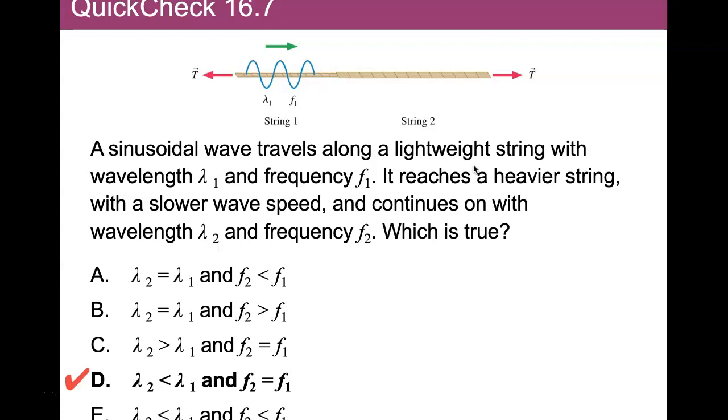Or you can think about the boundary condition at the point of contact. At this point, they're moving together. So if you look at the history graph of one point belonging to one string, it has the same frequency as the history graph of this point belonging to the other string. They're connected, they're moving together. So we can't have that if the frequencies are different.